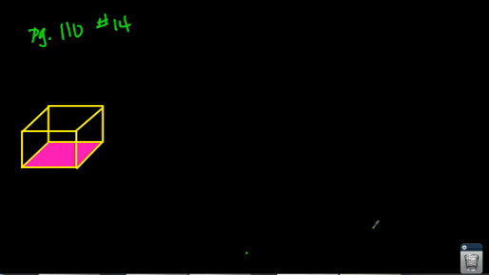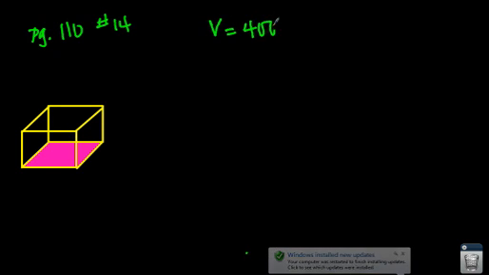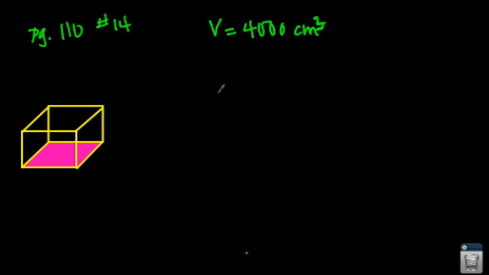Alright, so this is page 110, number 14. It says an open rectangular box is made with a square base, and its capacity is to be 4,000 cubic centimeters. So anytime we hear a capacity, what we should think of is a volume, because that's another way of saying capacity. So in this case, our capacity is 4,000 cubic, not squared, centimeters. I've drawn the rectangular prism here that has the square base.